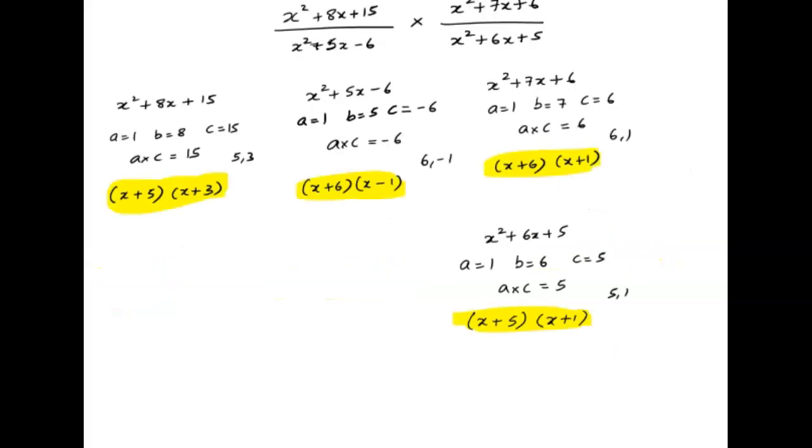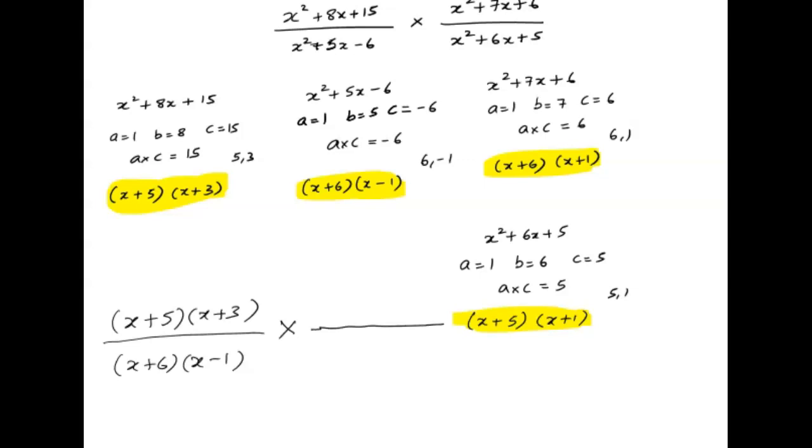And that is going to be equal to x plus 5 times x plus 3 over x plus 6 times x minus 1. So that's the factorization of the first two quadratics, multiplied by, on this side we have x plus 6 times x plus 1, and in the denominator we're going to have x plus 5 times x plus 1.